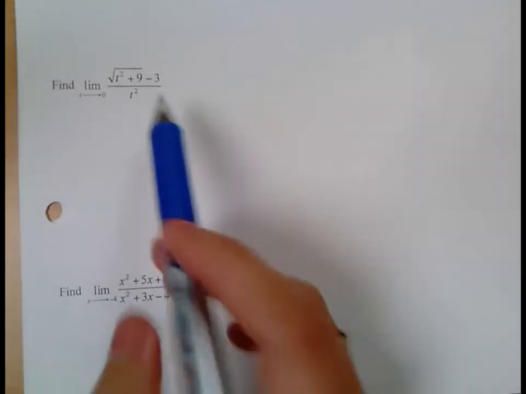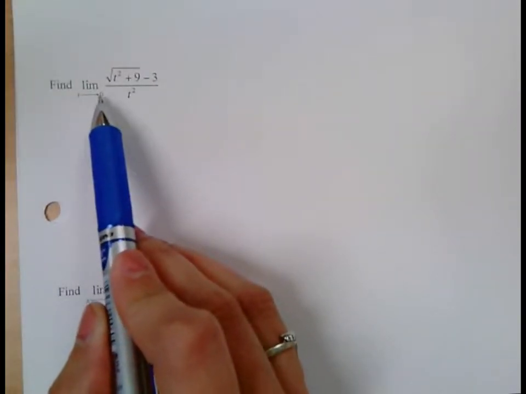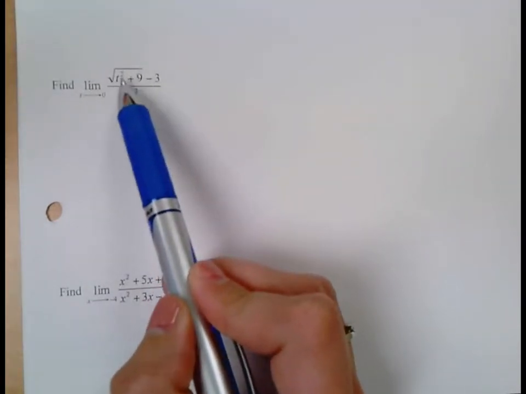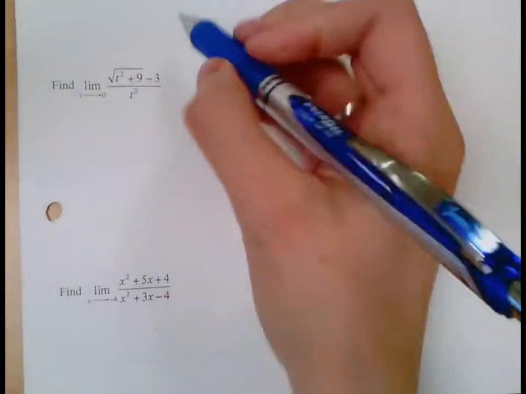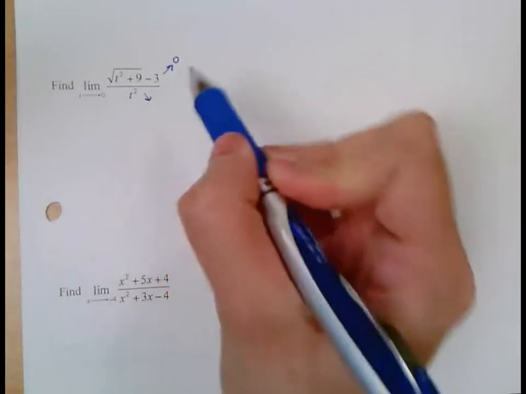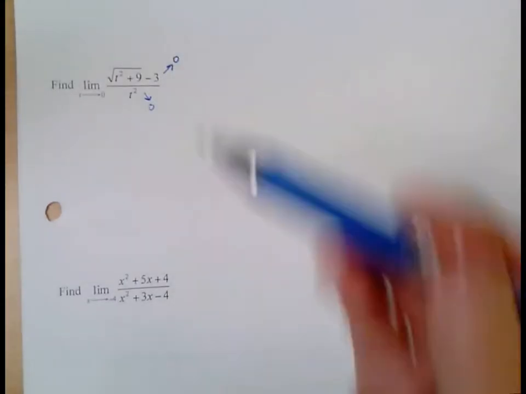But for this last one, if I try direct substitution and substitute 0 in for t, I would have the square root of 0 squared plus 9, so the square root of 9, which is 3, and then minus 3, meaning this would just be 0 on the top. And then in the denominator, 0 squared is also 0. So I do have 0 over 0.